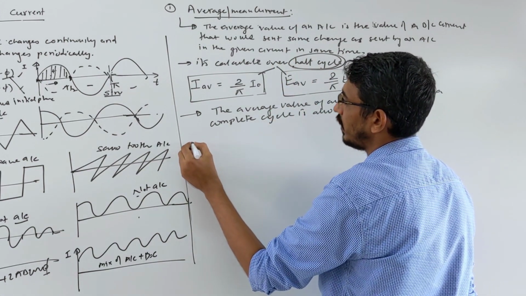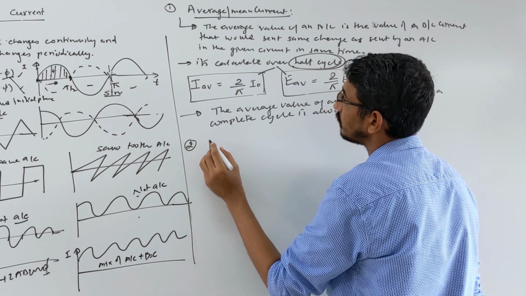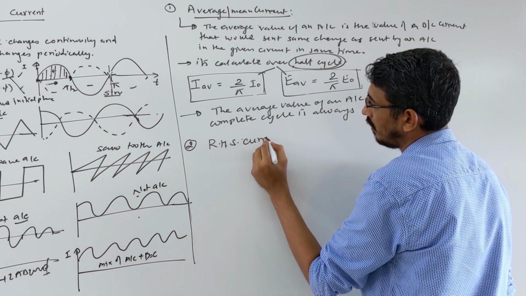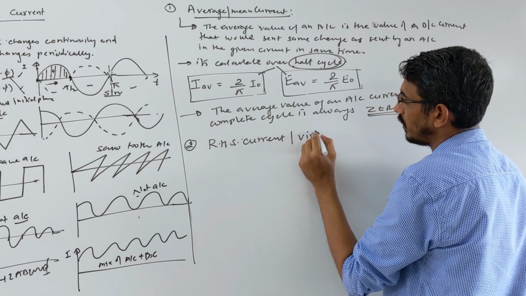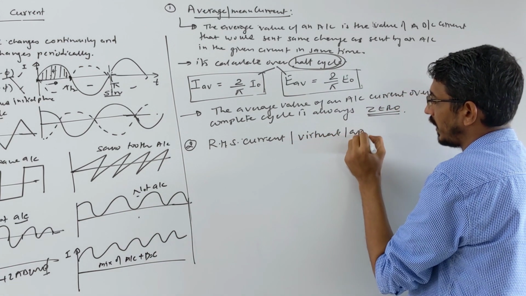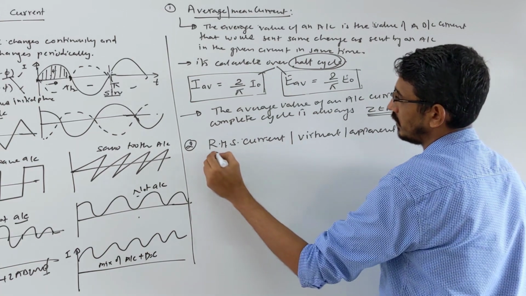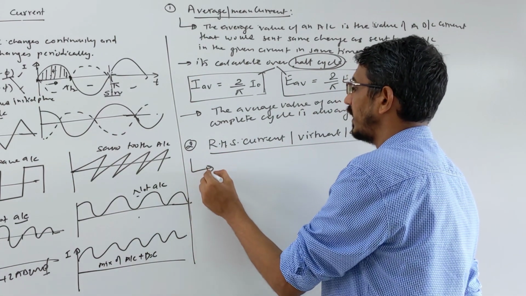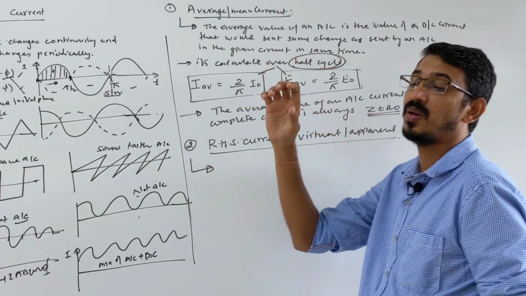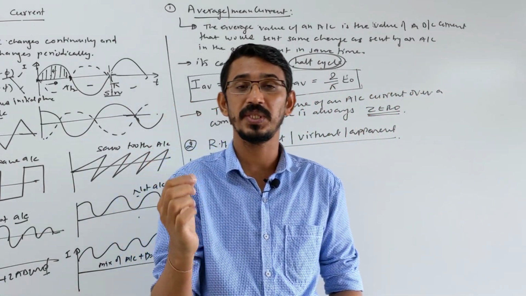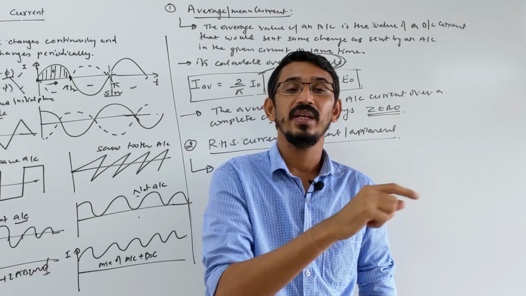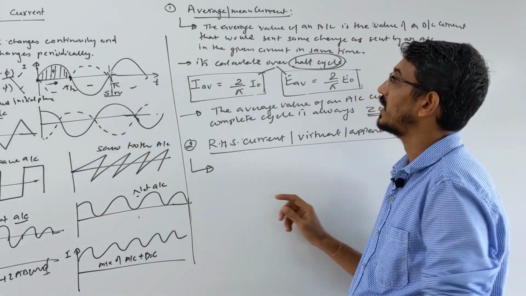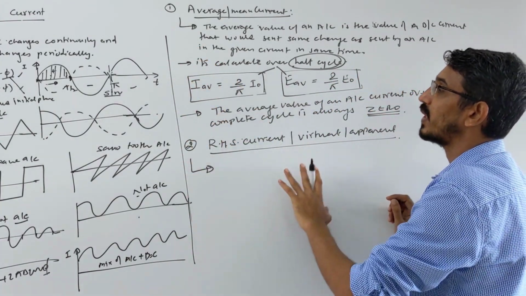This is called your average current. Then one more definition to talk about here is called RMS current. Other names are also there, called virtual or apparent current. What is the RMS definition? Like how we say the definition of average is the amount of DC current which will send the same charge through the circuit as is sent by an AC current in the given time. Here we say it in terms of heat. Exactly similar definition, and this we calculate over a complete cycle.